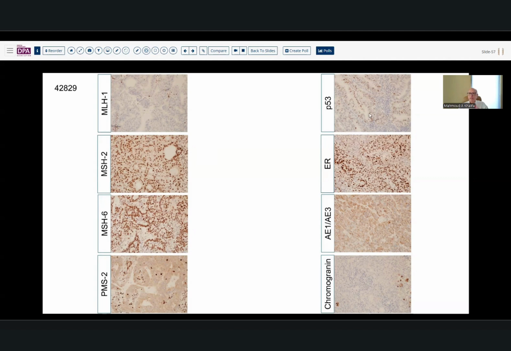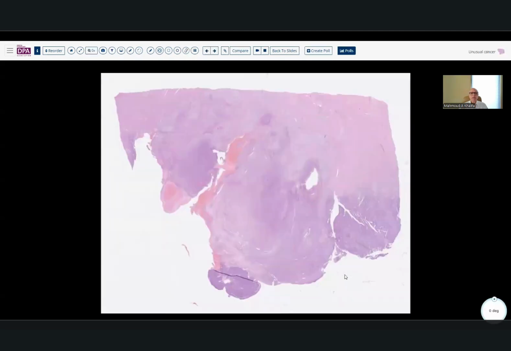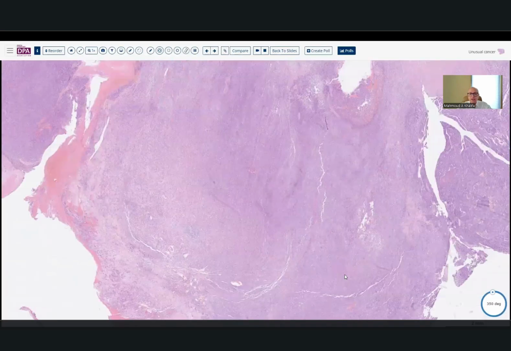But they did P53. Again, some nuclei are positive, some nuclei are negative. So this will be wild. And therefore, this is not really serous carcinoma or not really carcinosarcoma. ER was positive, and cytokeratin was positive. Chromogranin was negative. Well, the pathologists thought that this was a biphasic tumor, and it could still be carcinosarcoma, even though P53 was wild. I received the uterus, and look at the uterus here, what we have, solid sheets.